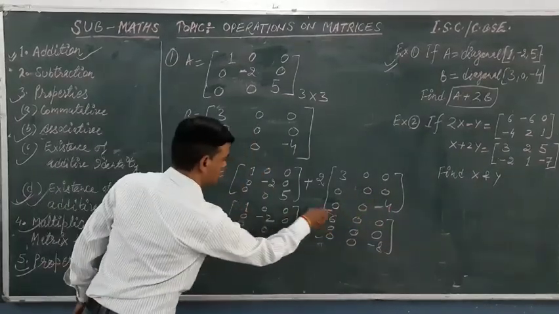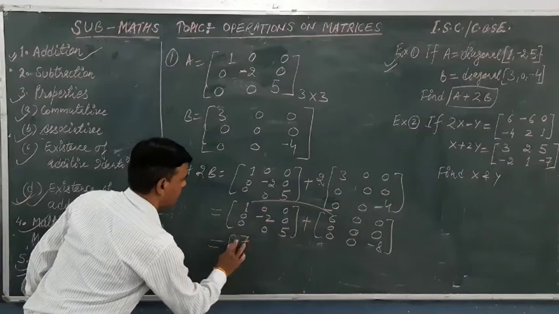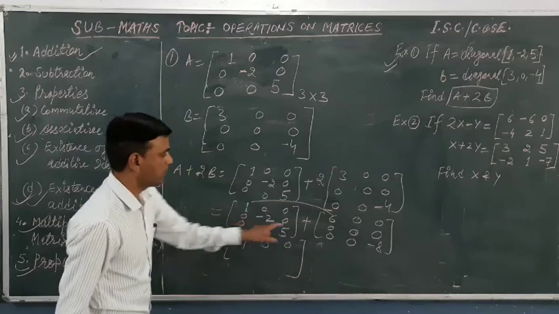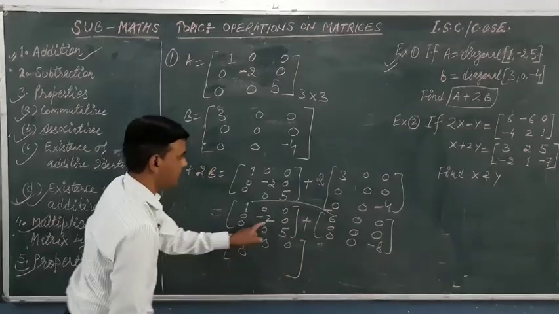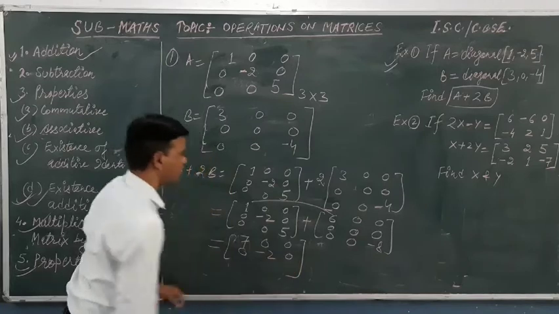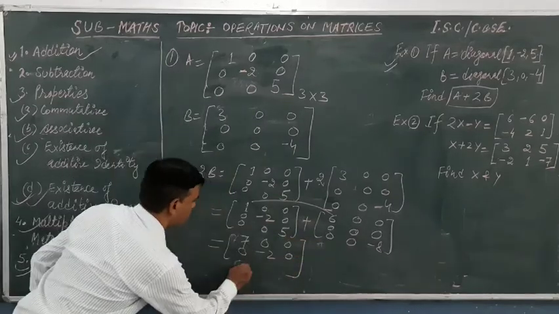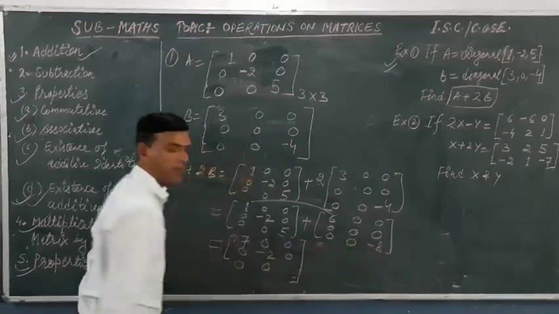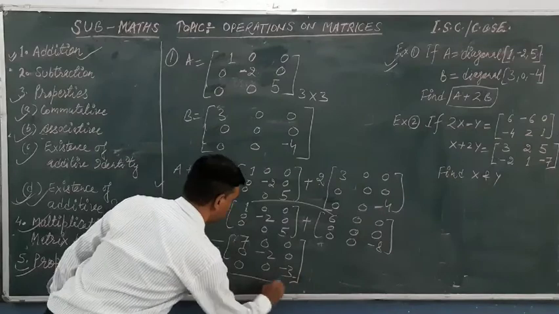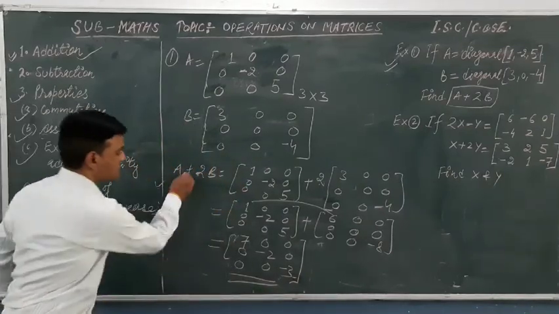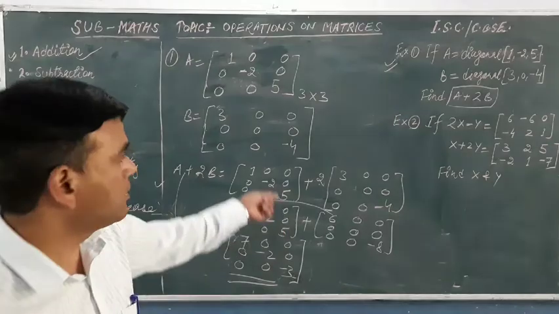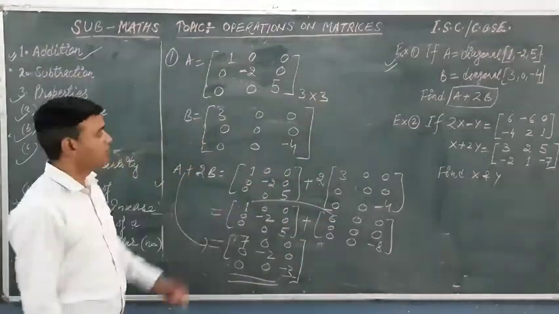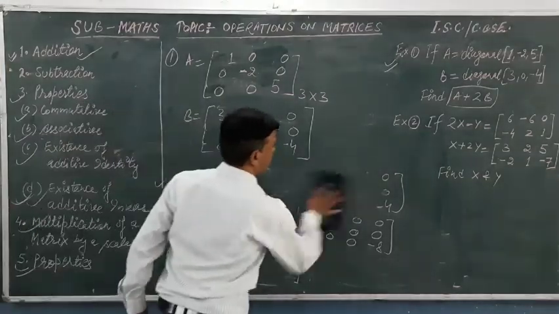So 1 plus 6, you will get 7. Then 0 plus 0 is 0, and so on. Minus 2 plus 0 is minus 2, the other entries are 0, and finally 5 plus minus 8 is minus 3. This is the required sum of A plus 2B. In this way you can easily find the sum of two matrices, and this is very simple to do. Just practice these two.